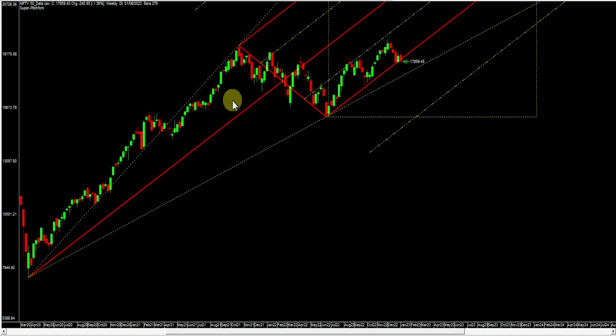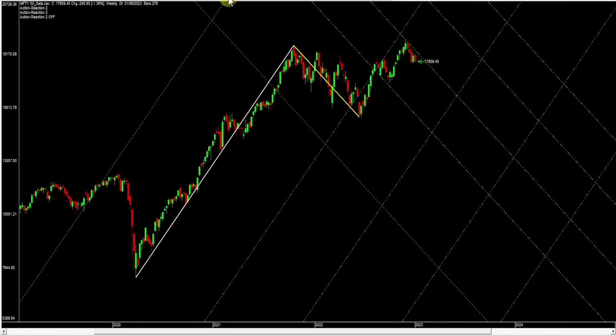Now, if we take this angle and do not adjust it at the 50, this is the line in the sand right here. If this doesn't hold, we'll go here and eventually maybe continue until maybe we test this low here. So we got to keep an eye on that.